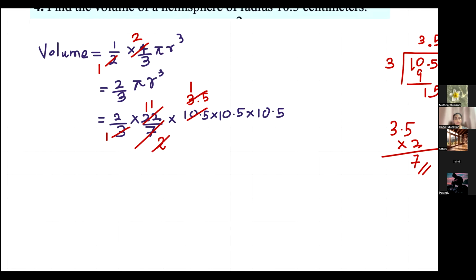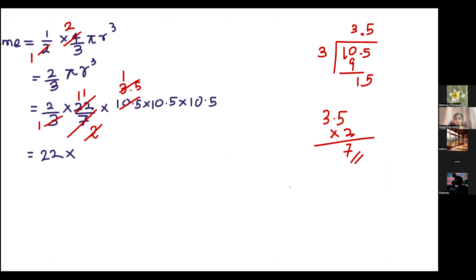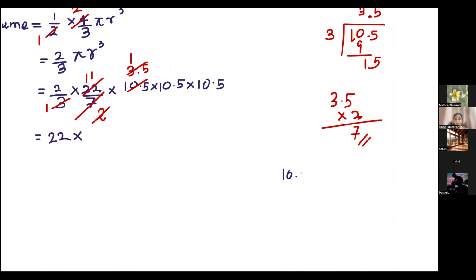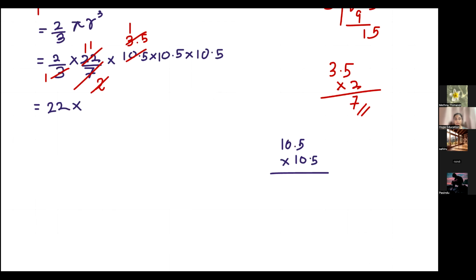Now we will do the simplification. 2 times 11 is 22, multiplied by 10.5 multiplied by 10.5. So we need to multiply 10.5 and 10.5. 5 times 5 is 25. 5 times 1 is 5. 0 times 5 is 0, 0, 0. 1 times 5 is 5. 1 times 0, 0. 1 times 1, 1. 5 plus 5 is 10. There are two decimal points here. So 110.25.